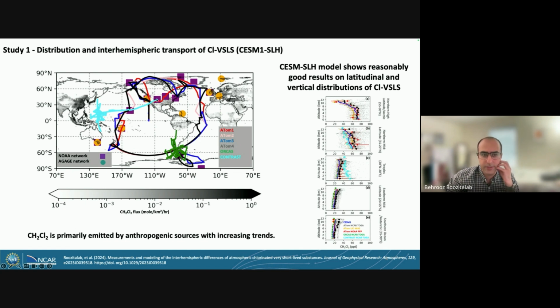And the goal of this study was to evaluate the performance of the short-lived halogen model. We were using the earlier version of this model in CSM1. And on the right panel, I'm showing one of the results that shows the vertical profiles of different measurements in different dots, and the model in the blue line, and for different latitude beams.